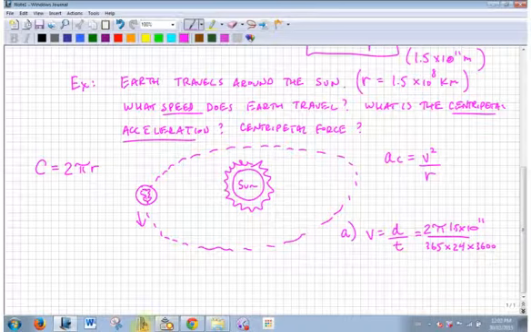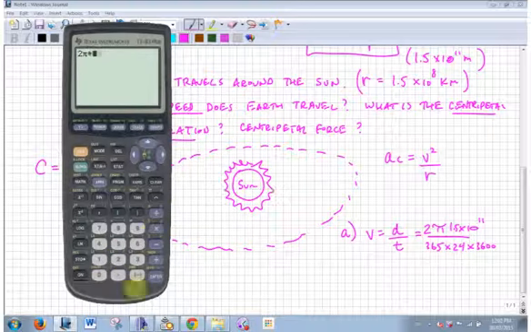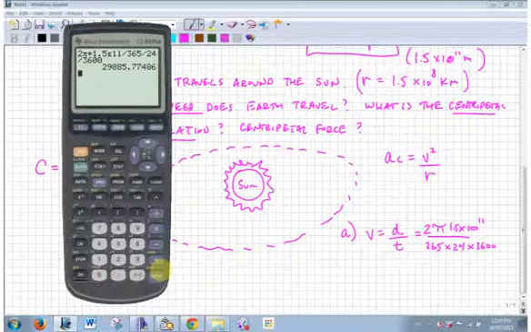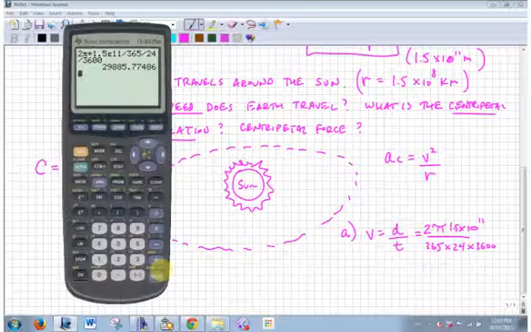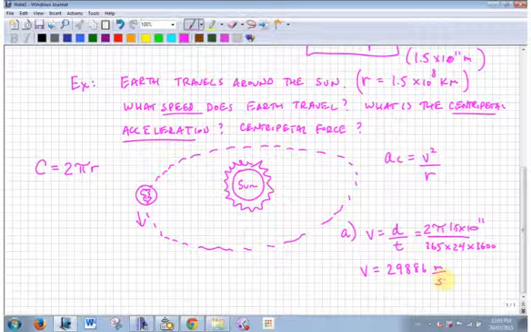Okay, that's the speed, right? What do you get? 2 pi times 1.5 to the exponent of 11 divided by 365 divided by 24 divided by 3,600. That should be in meters a second, right? Do you feel it? Hang on. It's pretty darn fast. So 29886 meters a second. Times it by 3.6, that's 100,000 kilometers an hour. That's how fast we're all moving right now. Okay, that's the speed. That's A.